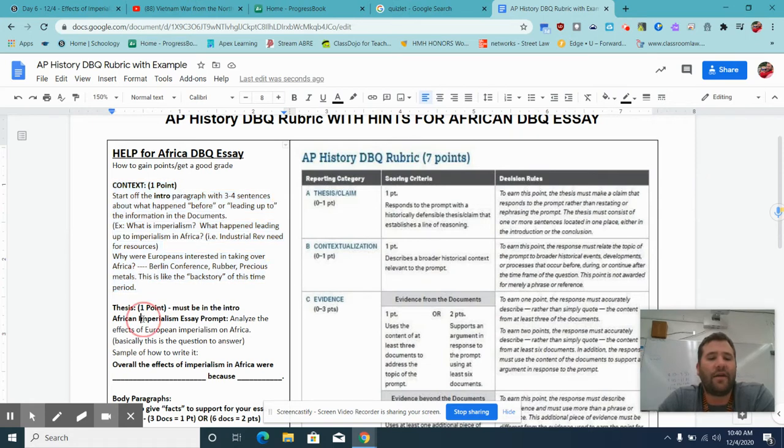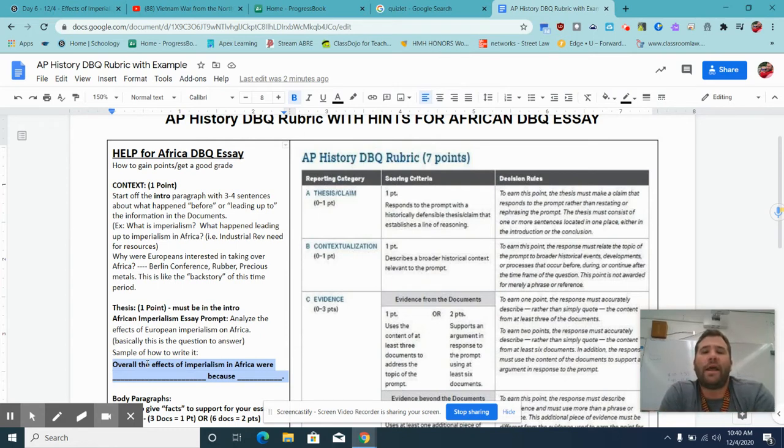And your thesis in the case of this essay is based on the prompt. The prompt being, analyze the effects of imperialism on Africa. So you've got to answer that question, right? And if I were writing the answer, or I was writing my thesis, I would say something like this. After Europeans settled there, they had a major effect on Africa. Overall, the effects of imperialism in Africa were mostly blank: mostly negative, mostly positive, evenly split between positive and negative, because whatever reasons you want to say.